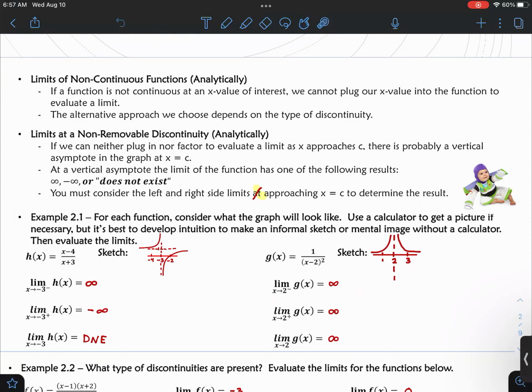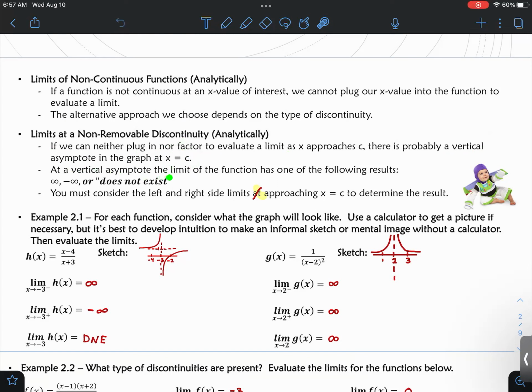So today we need to talk about what to do with what's called a non-removable discontinuity. So you have a function that's not continuous, and there's not a way to factor out from your equation to simplify a function. If we can neither plug in nor factor to evaluate, there's probably a vertical asymptote. That's the first thing to realize. There's probably an asymptote in the graph at the location where you have your discontinuity.